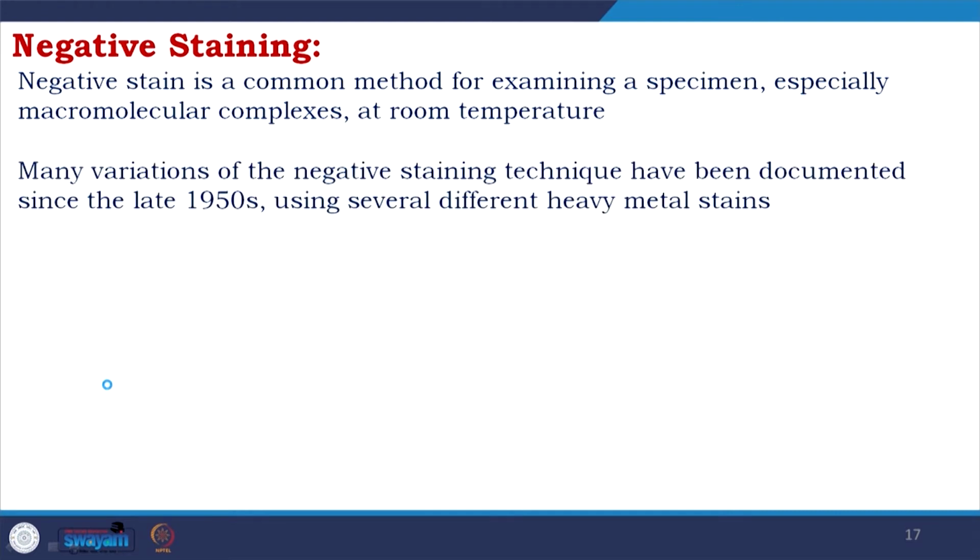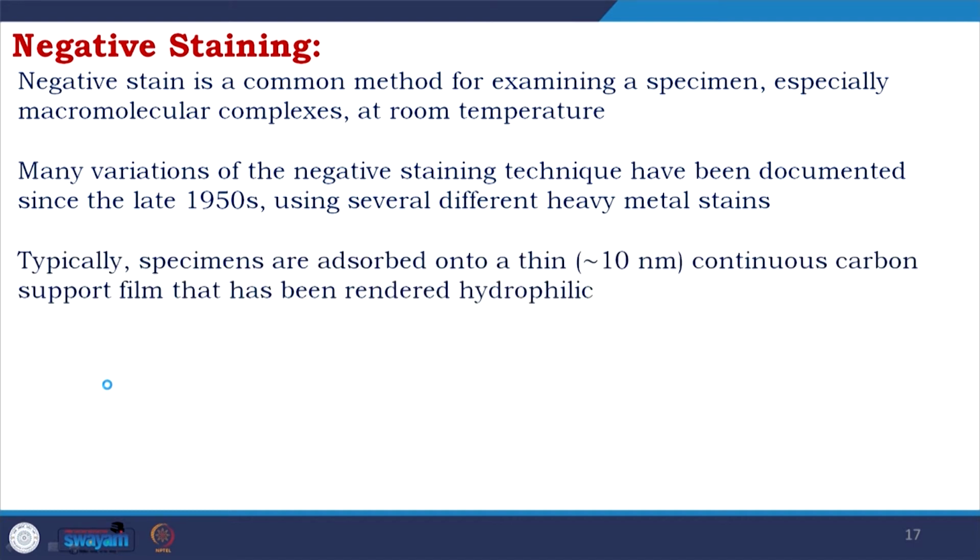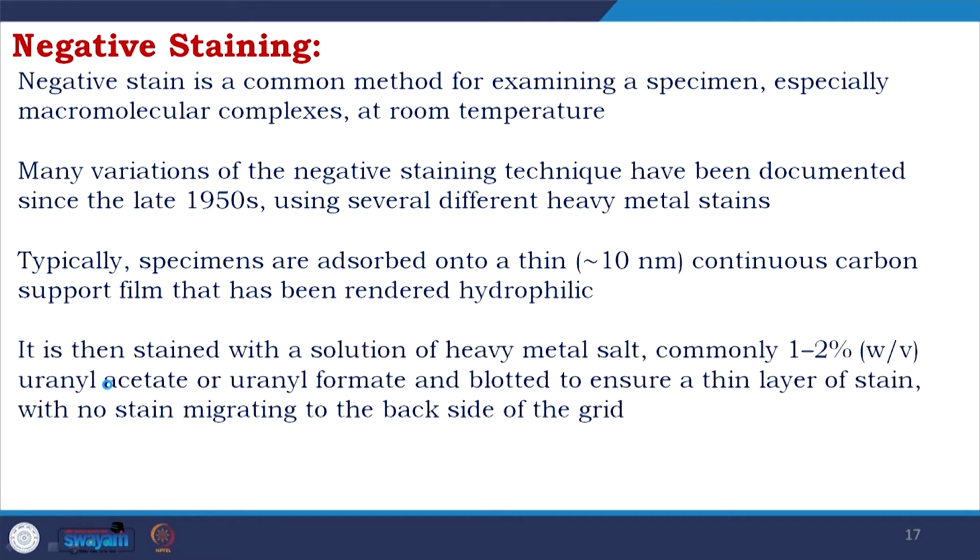Many variations of the negative staining technique have been documented since the late 1950s using several different heavy metal stains. Typically, specimens are adsorbed onto a thin 10 nanometer continuous carbon support film that has been rendered hydrophilic. It is then stained with a solution of heavy metal salt, commonly 1 to 2% weight by volume, uranyl acetate or uranyl formate, and blotted to ensure a thin layer of stain with no stain migrating to the back side of the grid. So, you have the grid, you have the staining and you just transfer it. We will see how it works.